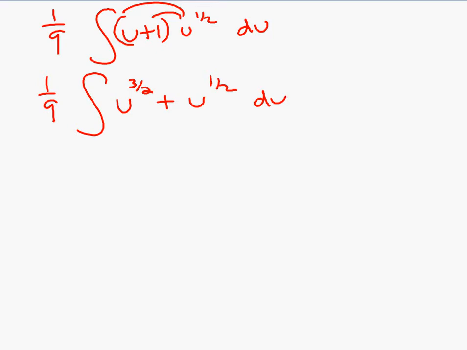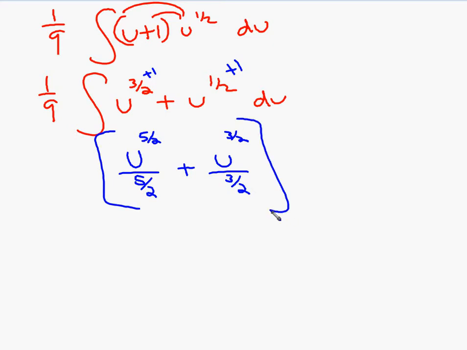So I'm going to add 1. 3 halves plus 2 halves is 5 halves. So this is going to become u to the 5 halves over 5 halves plus, same thing here, add 1 there, u to the 3 halves over 3 halves. This whole mess is going to get multiplied by 1/9. Okay? Yeah, we've got our old friend plus c out there. Sorry about that. Because it's an indefinite integral.